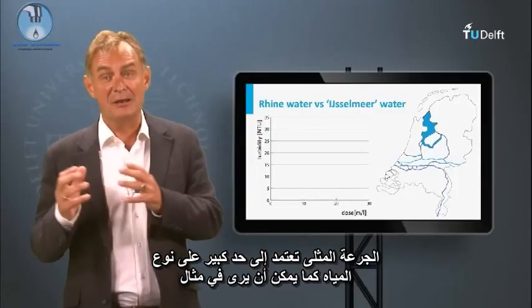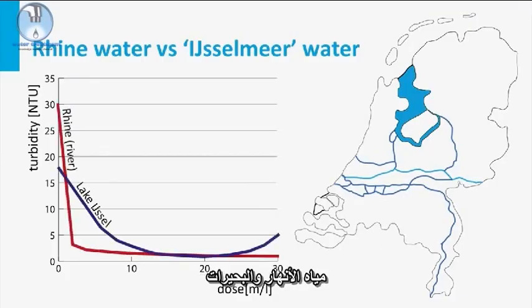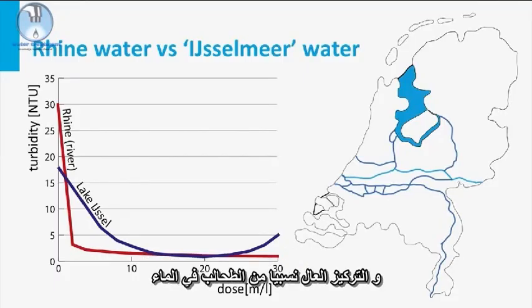Optimal dosage highly depends on the type of water, as can be seen in the example of river and lake water. Lake water requires much more dosage because of the low concentration of inert material and the relatively high concentration of algae in the water.